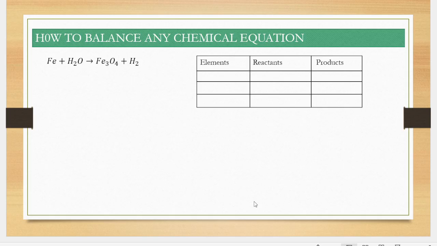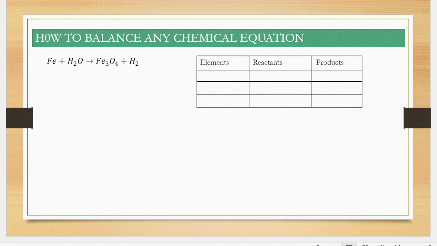Next, how to balance any chemical equation. So how will we balance the chemical equation? To balance the chemical equation, you have to follow a few steps. First, you have to write the skeletal equation. That means first of all, you have to write the unbalanced equation. For example, iron reacted with water.